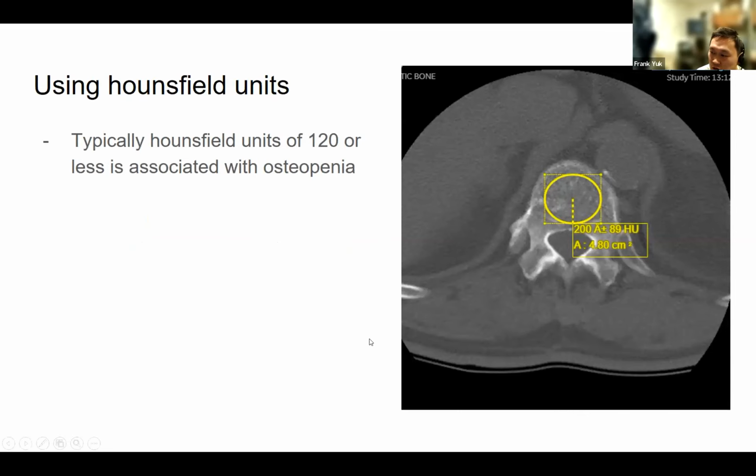What you would do is go to the axial slices of the vertebral levels you're about to instrument preoperatively, and use the ellipse tool to ellipse around the center of the vertebral body without including the sclerotic parts of the bone. A Hounsfield unit of 120 or less is typically associated with osteopenia. This is the CAT scan from our previous patient, and he has decent Hounsfield units of over 200, so we decided not to use any segmental augmentation.